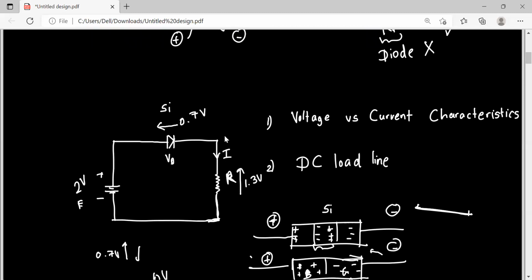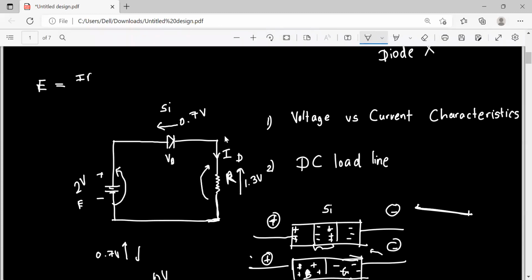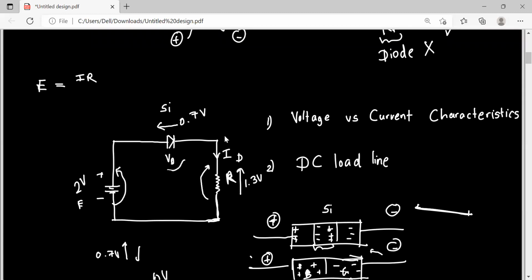What's meant by the DC load line is that we are going to mark the voltages and equate the voltages across these circuits. If you mark that, E would be equal to, which means these two voltages would be equal to, on this side we can write I into R plus, in this direction, plus VD.